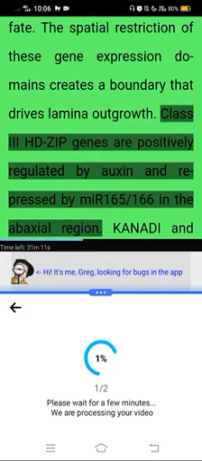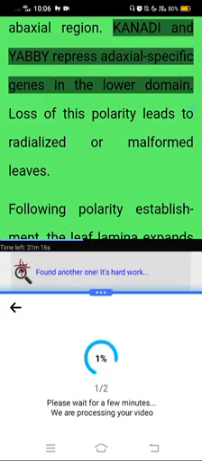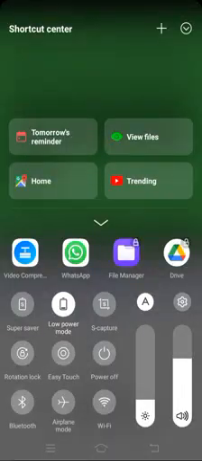Class 3 HD-ZIP genes are positively regulated by auxin and repressed by miR165/166 in the abaxial region. KANADI and YABBY repress adaxial-specific genes in the lower domain. Loss of this polarity leads to radialized or malformed leaves.